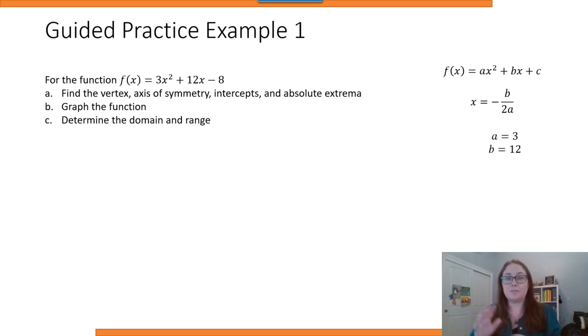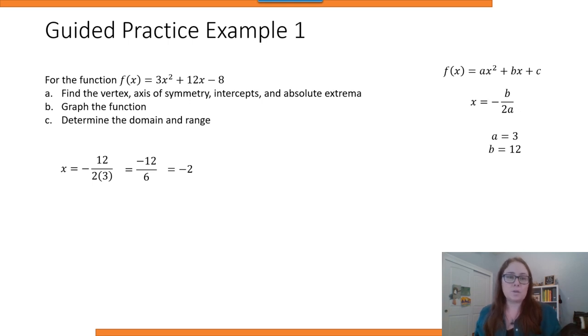For this one, a is going to be 3 and b is going to be 12, just pulling those from the coefficients of the two x terms in the quadratic. And plugging those in to the formula, I get negative 12 over 2 times 3, which simplifies to negative 12 over 6, which is negative 2. So the x coordinate of the vertex is at negative 2.